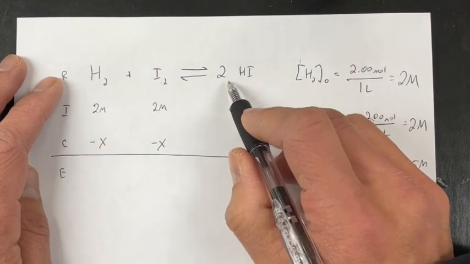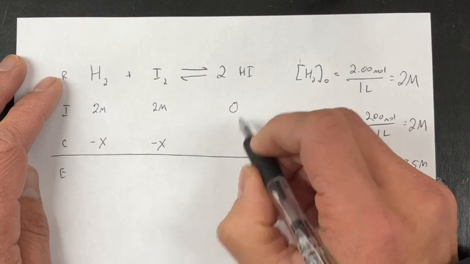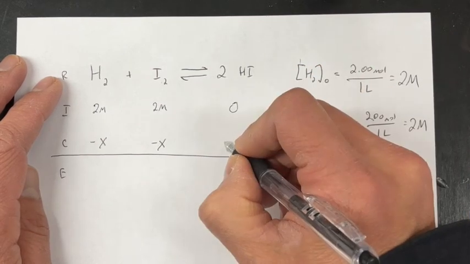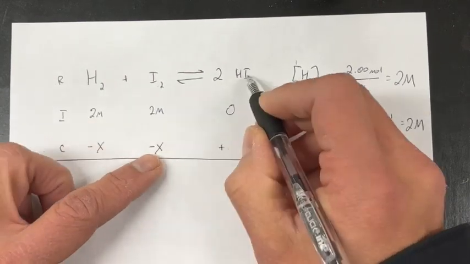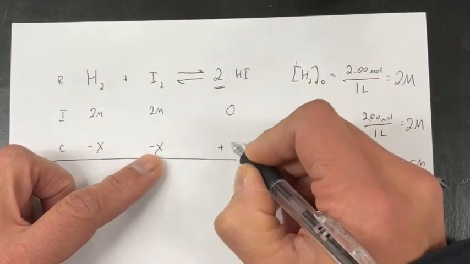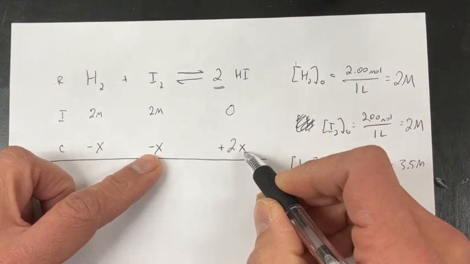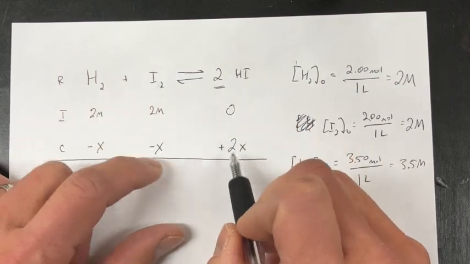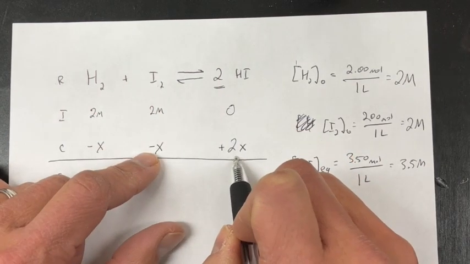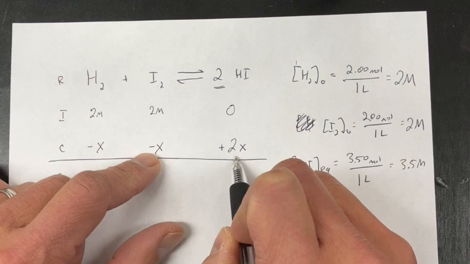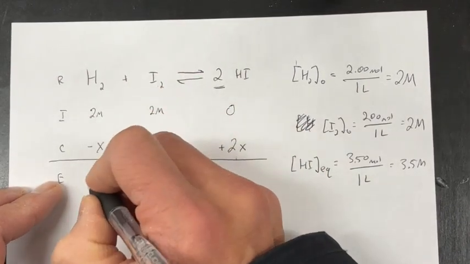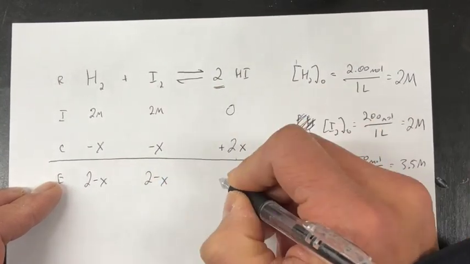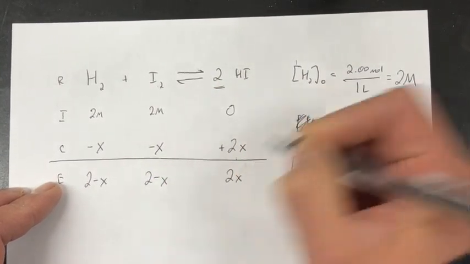Well, HI, this does not drop. It's going to increase because we're going to produce HI. But it's not going to increase by x. Because we have this coefficient here, it's going to go up by a factor of 2x. So these are related. Remember stoichiometry, it's a 2-to-1 ratio. So same here, so this is also going to be a 2-to-1 ratio. So this will end up being 2 minus x here. This is 2 minus x. This is 0 plus 2x, or just 2x.